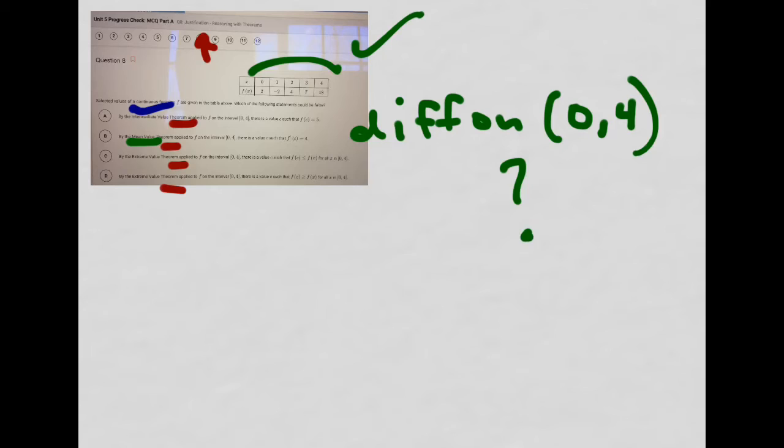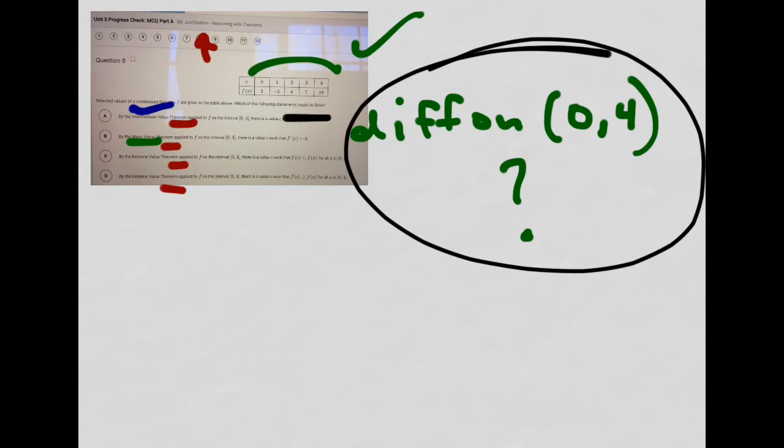So which of the following statements could be false? You want to take a wild guess here. It would be B, because we don't know if it's differentiable or not, and it could be false. It could be true, but it could be false. We're not guaranteed to have a value of C such that f prime of C is 4.